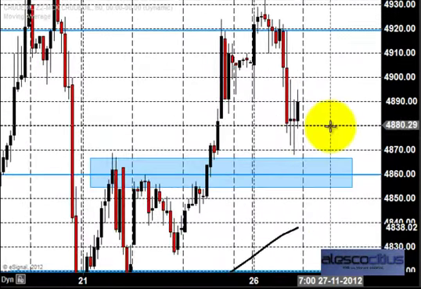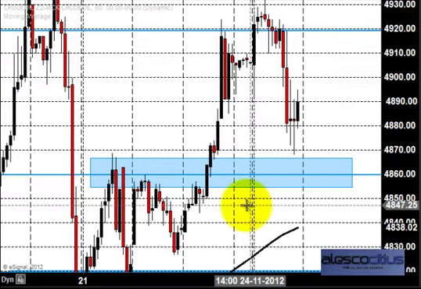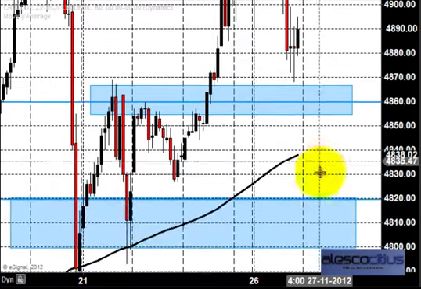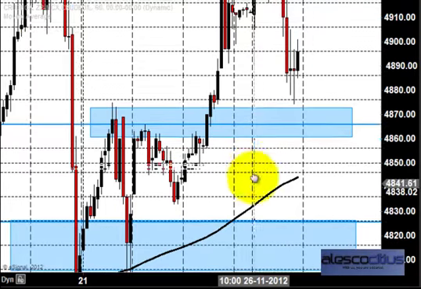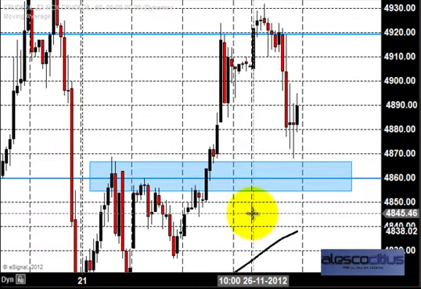So it is going to be a very crucial week for crude oil traders. There is no other way. You should watch this 4,860 and these two zones very carefully if you want to pick the trend early. So let us see what's going to happen during your trading session.